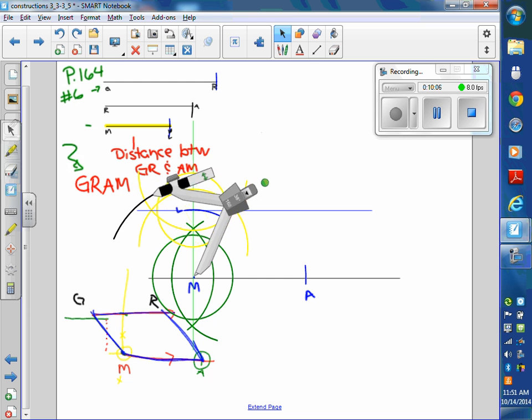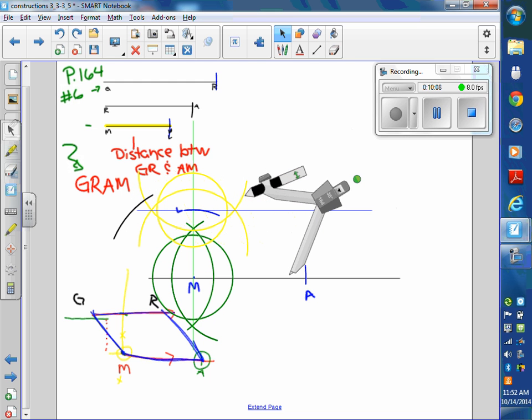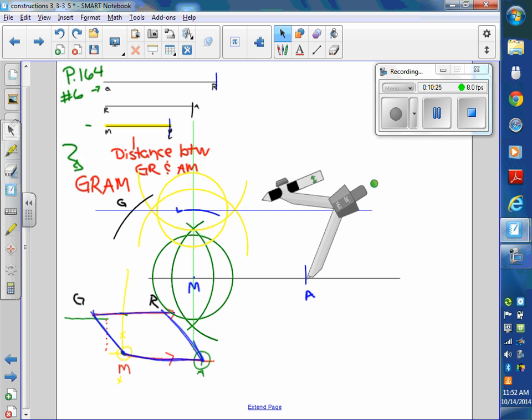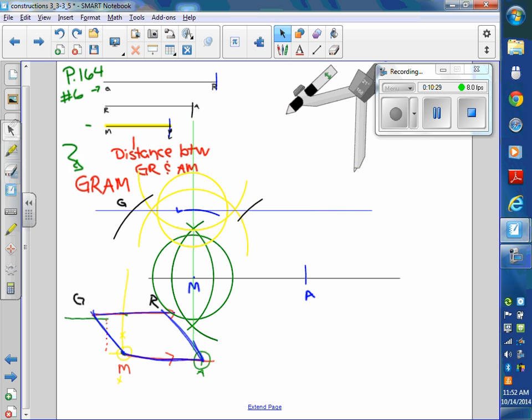And see, unfortunately, my line wasn't long enough, my blue line. That's when you just pick up your straight edge and extend it. So this is my MG, right here, MG. And that same length is AR, so I'm going to go over to A now. Do the same thing. And so now I have R.